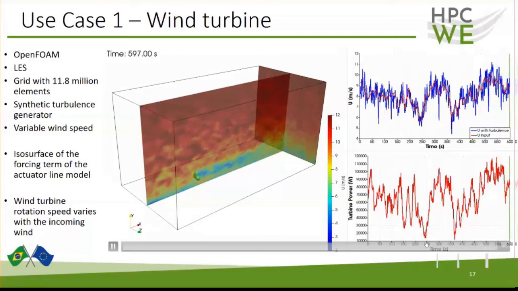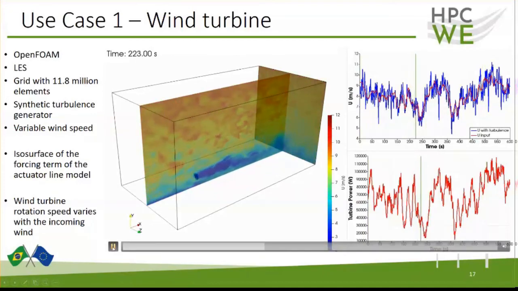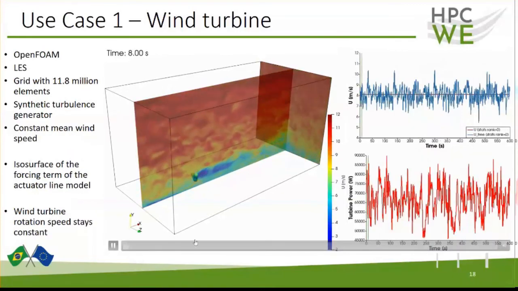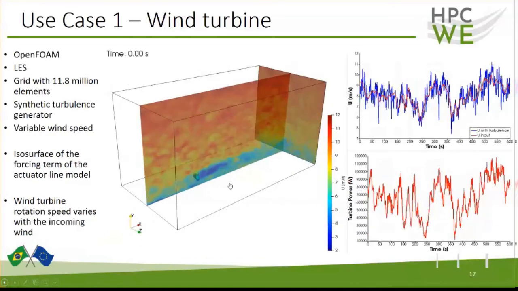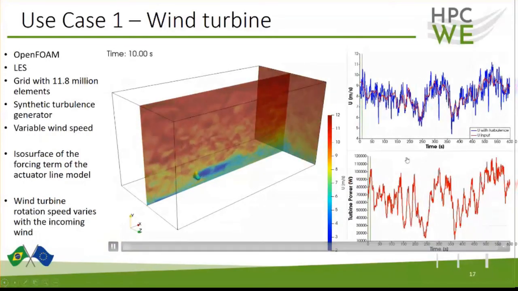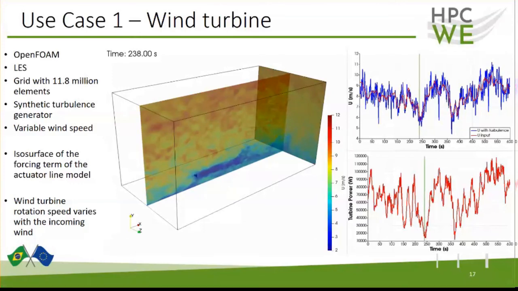We see, for example, here by 250 seconds, I will stop the video here, where we have the lowest wind velocity, that we see that we have more yellowish colors in the contour plots at the left-hand side. And we have also the smallest turbine power.